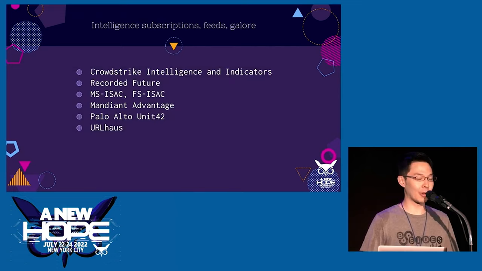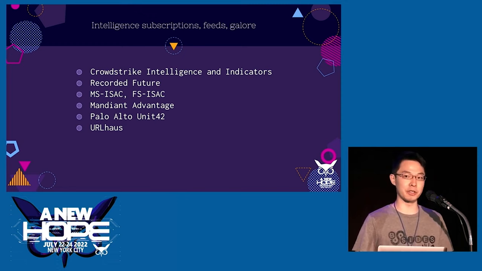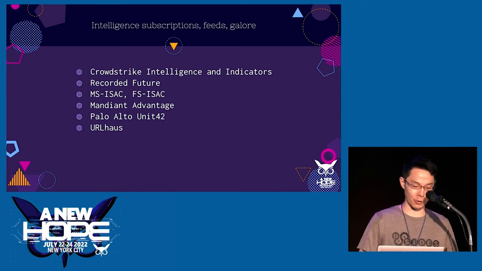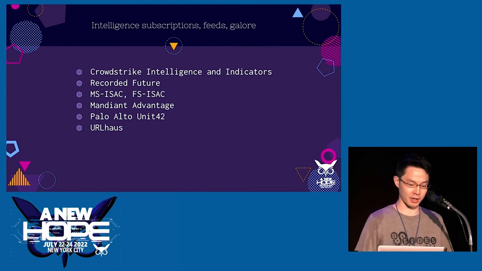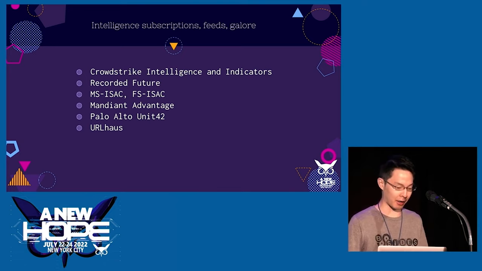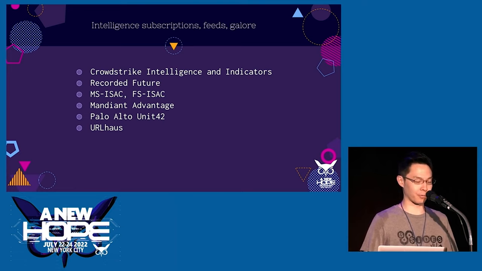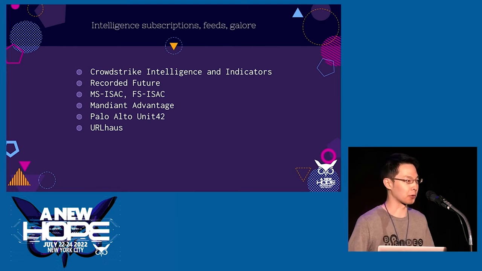Not only for cyber threat intelligence do you need a platform to aggregate all your data, you also need subscriptions and feeds upstream. So here are a few that you may also know, like CrowdStrike Intelligence and Indicators. Recorded Future has wonderful streams and threat feeds. MS-ISAC, FS-ISAC, if you're into the government space, financial services space. Mandiant, bought by Google, previously known as or separated from FireEye. Palo Alto's Unit 42 threat research group has good threat feeds. And URLhaus, and there may be others.